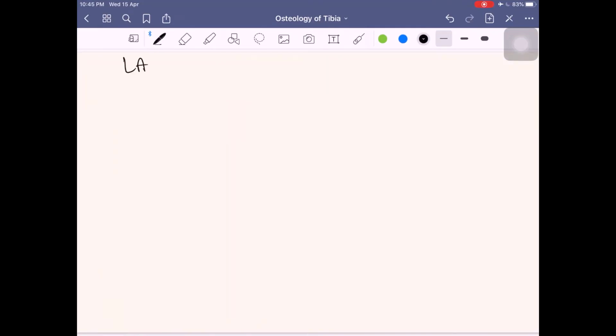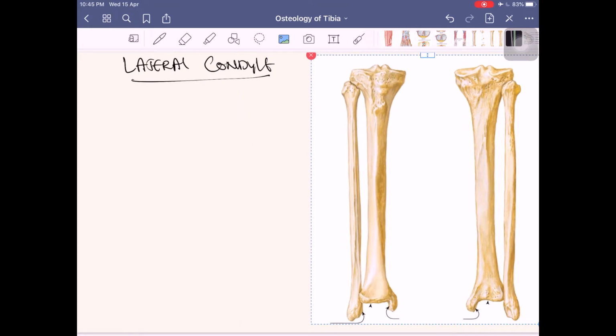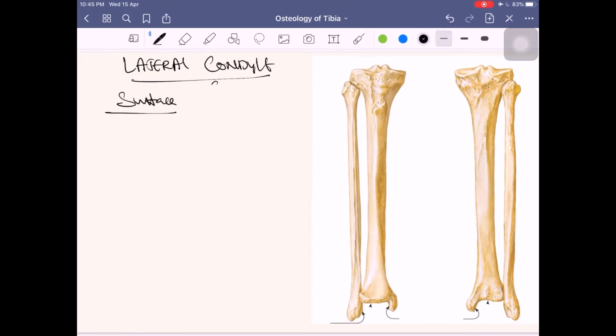Now let us go to the next condyle, the lateral condyle. The lateral condyle also has surfaces. It is the same, only instead of medial you will have lateral. So let us put the bone here. Remember the lateral condyle is smaller than the medial condyle, and this will articulate with your lateral femoral condyle.